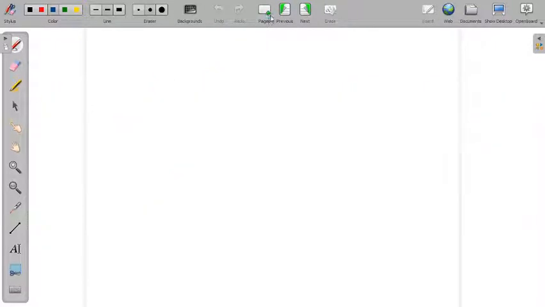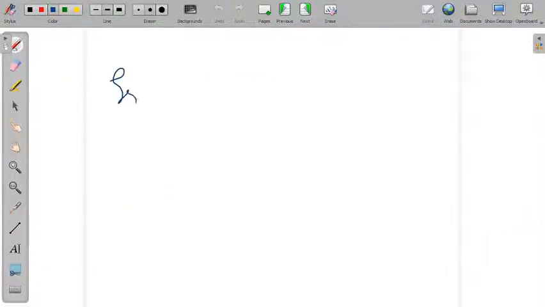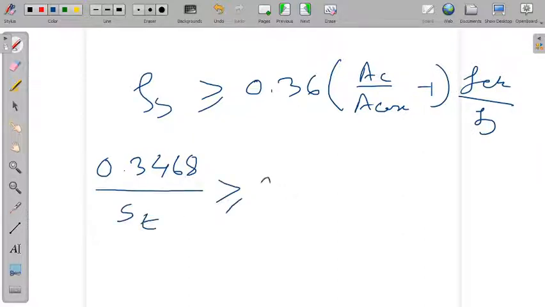See here, whatever I have written, I can simplify it. If you simplify this, you will get the rho S. After simplification it is coming 0.3468 divided by ST. Now the code condition is that this value must be greater than or equal to this, that means 0.3468 divided by ST must be greater than or equal to 0.36.